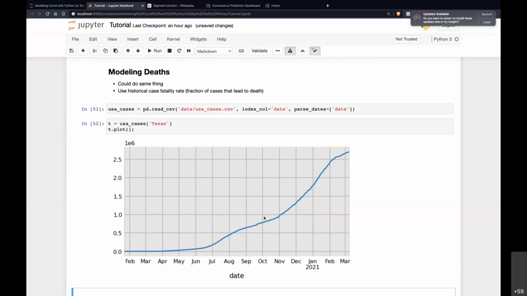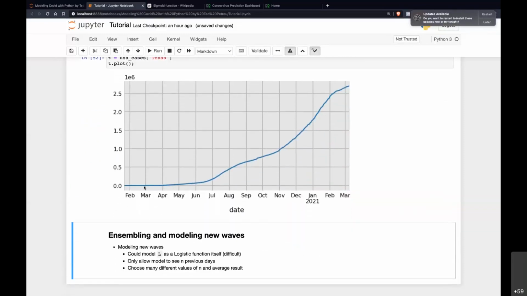Now, there's a couple of ways to do this. You could try to model from the beginning with a single curve. I think that's a very difficult proposition because many things change, like the way the data is being tracked. But there is a way you can actually model L, which is the upper bound, that upper asymptote, as a logistic function itself. So L can change over time. It could start out at like 1 million, but then as we get over here, it can end up as 3 million. So it allows for multiple waves.